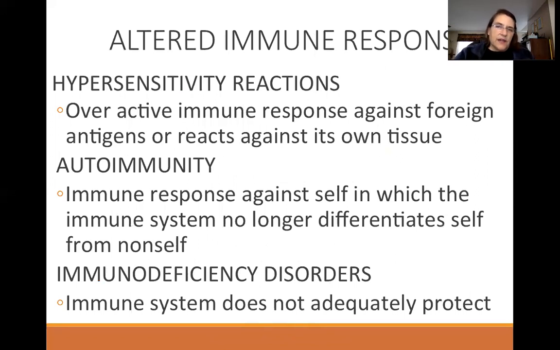So there are 3 types of altered immune responses that we're going to talk about. We have a hypersensitivity reaction, and this is an overactive immune response against the foreign antigen. This is like a Chicken Little response. The sky is falling, the sky is falling. It's just an overreaction. I don't know why the body does it, but it does it.